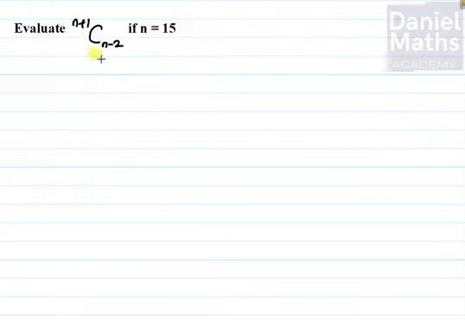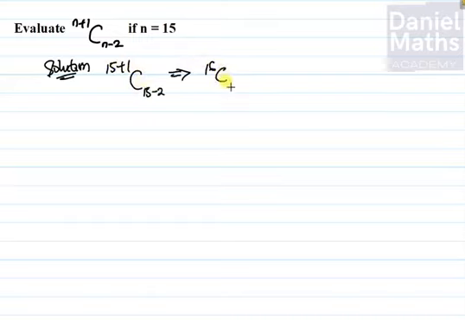The next problem tells us to evaluate (n plus 1) combination (n minus 2) if n is equal to 15. So we're going to go ahead and solve that. If n is 15, I'm going to substitute 15 into this, and this will give me 15 plus 1 combination 15 minus 2. This goes ahead to give me 16 combination 13. So we are asked to evaluate 16 combination 13, and what will that give us?